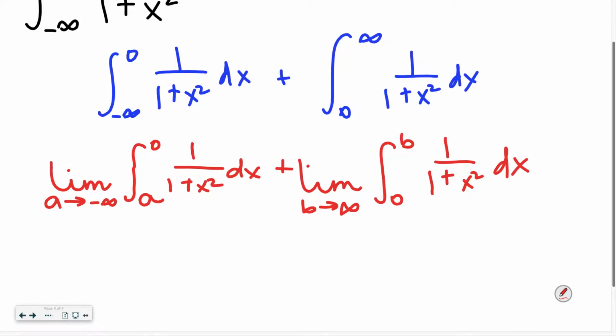Why did we pick 0? Because it's a nice number in between negative infinity and infinity. It's a nice number to plug in.